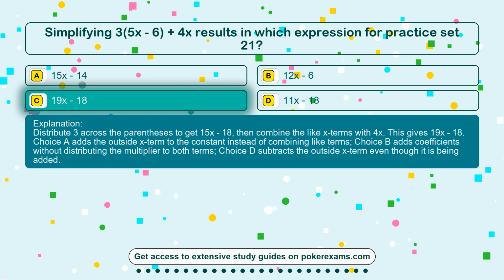Choice A adds the outside x term to the constant instead of combining like terms. Choice B adds coefficients without distributing the multiplier to both terms. Choice D subtracts the outside x term even though it is being added.